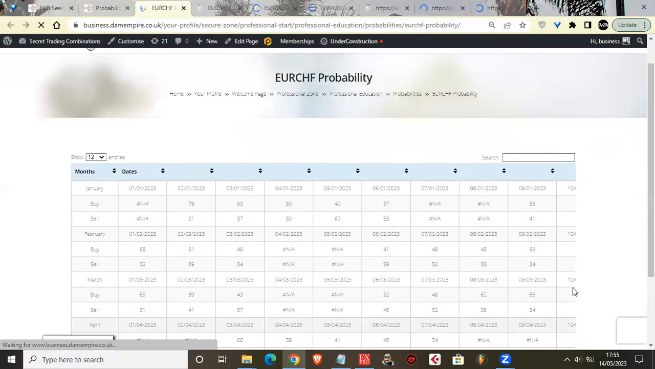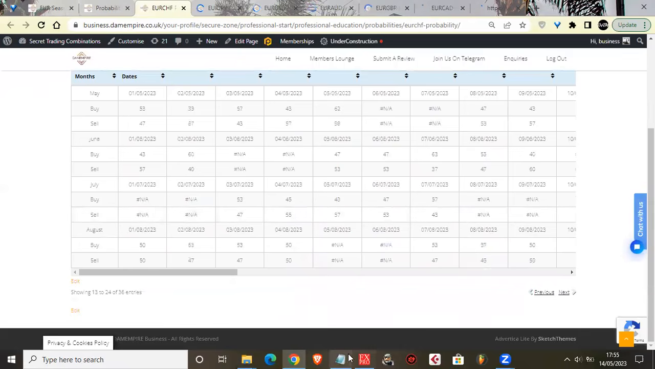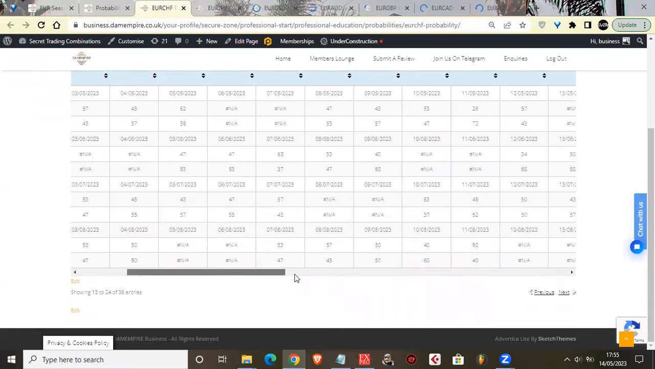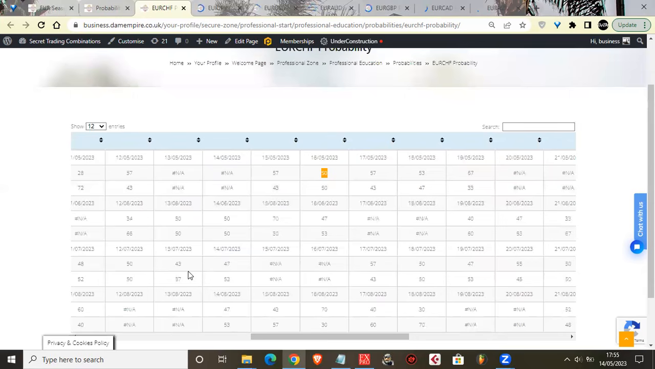So with the probability, what we mainly look at, because it's Euro CHF, whichever direction it is, we're expecting it to go. That's what we're going to focus on. So we expect.